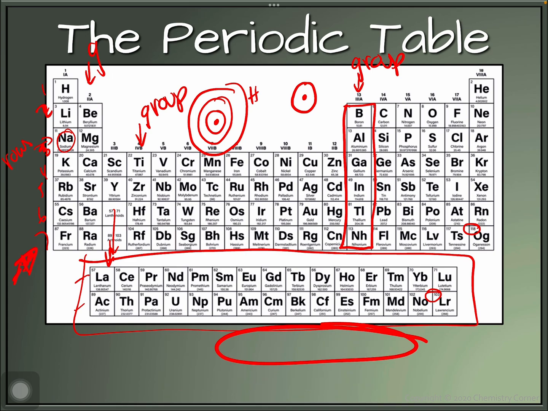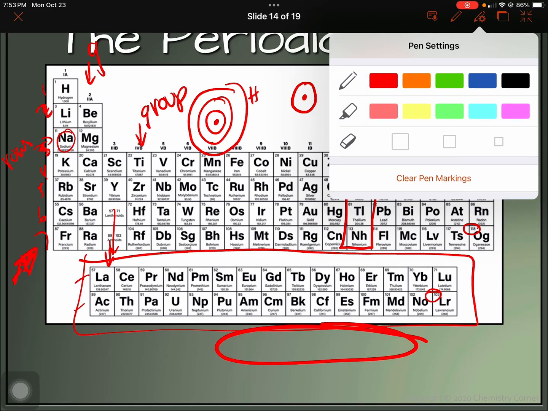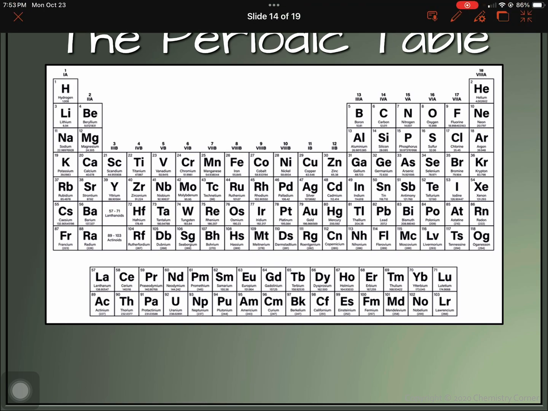So let's go back over here, and I'm just going to erase this. You're going to number these the same way. So here we have group 1. Here we have group 2. And here, if you can see, we have group 3, group 4, group 5, 6, 7, and 8. So let's say I am in group 3. How many valence electrons do I have? I would say I have 3 valence electrons.